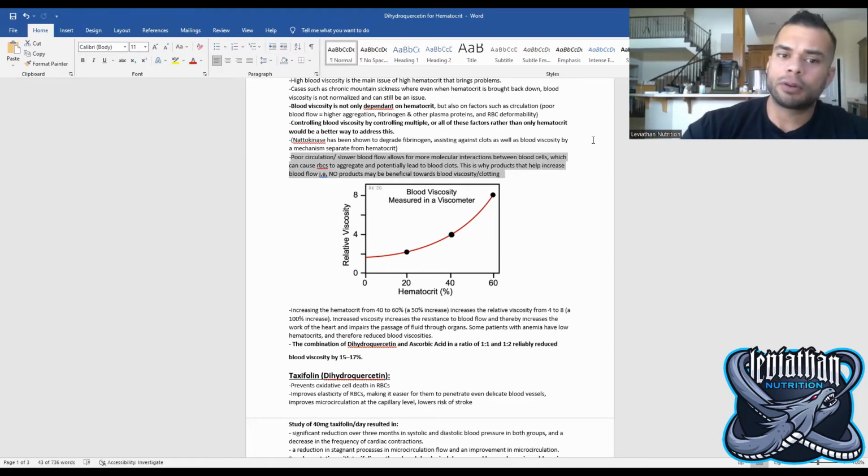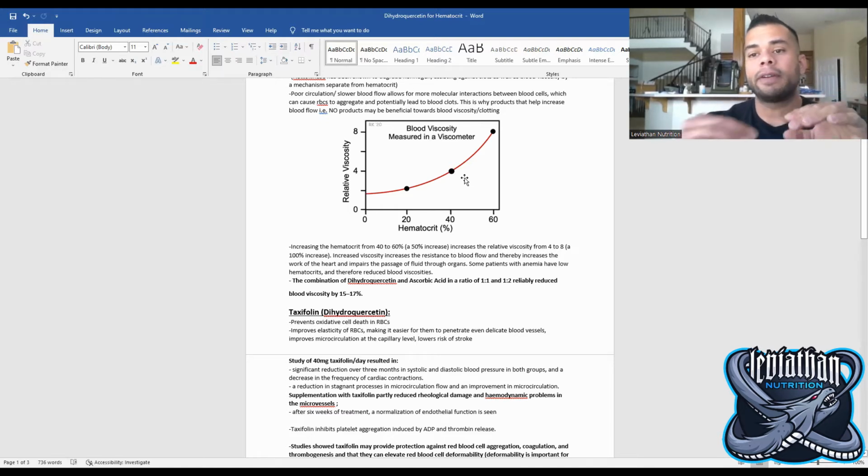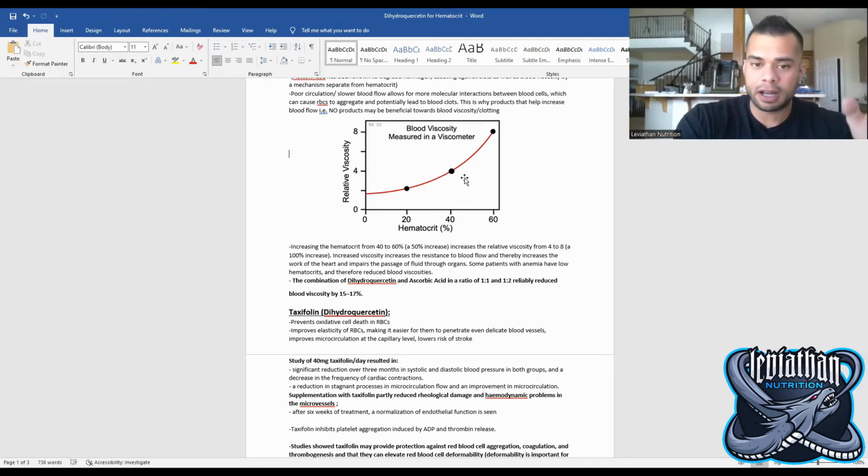It's kind of going to be more responsible for these blood flow benefits to help with blood viscosity. And of course, here we just have a graph where we relate hematocrit to blood viscosity. So you can see going from 40% hematocrit to 60%, we see an exponential increase in blood viscosity. So of course, this shows that blood viscosity and hematocrit do have a relationship, although that is not the only factor that affects blood viscosity.